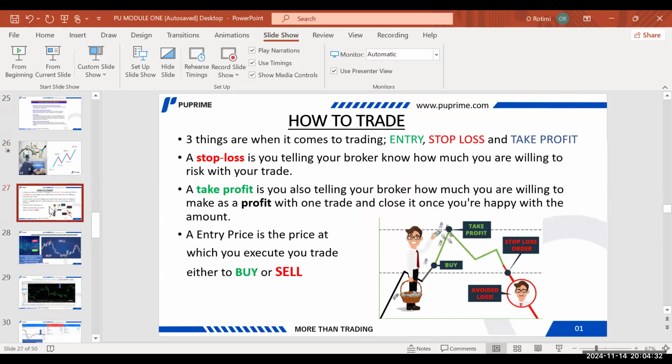Now, you need to know this thing about trading. In trading, there are three terminologies you need to get started.